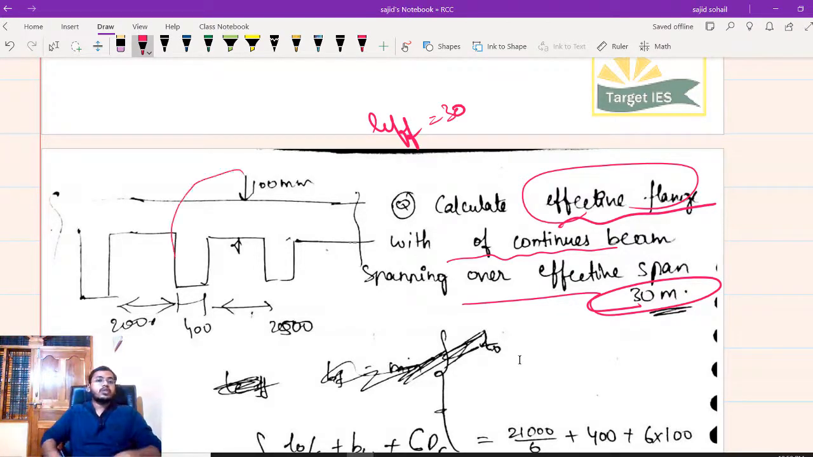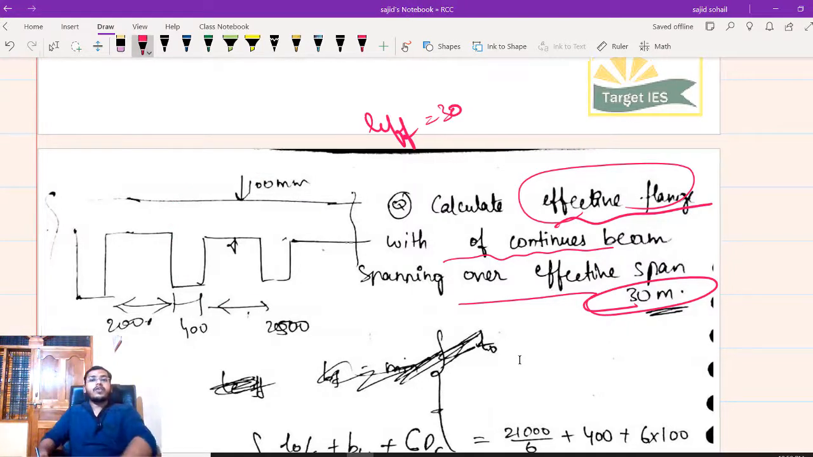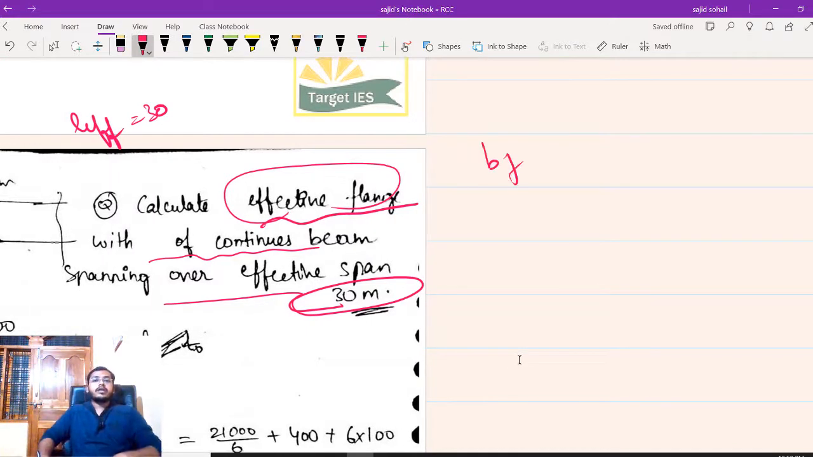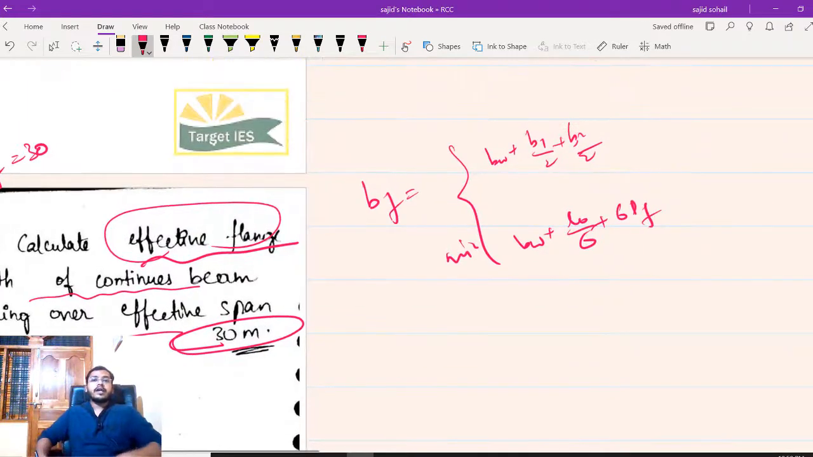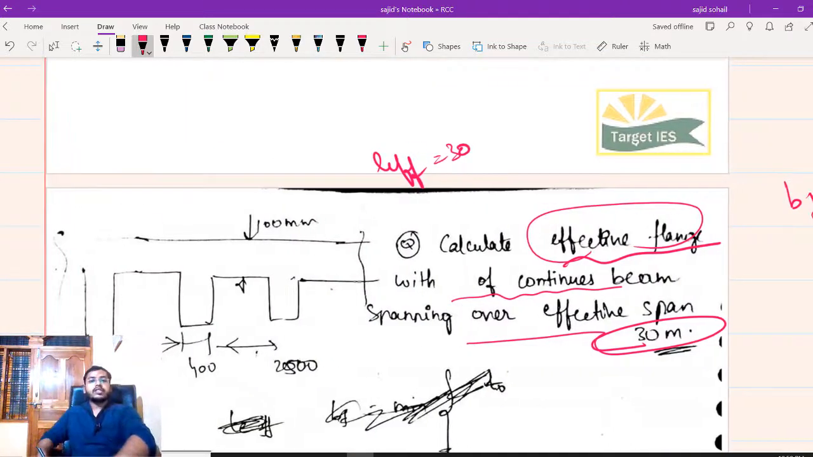So what is my formula? This is clearly with respect to the system. BF is equal to the minimum of BW plus B1 by 2 plus B2 by 2, or BW plus L0 by 6 plus 6 df, right? So what are the terms I need? I need B1, B2, L0, BW and df. So I need 5 terms. Let us see what these 5 terms are.